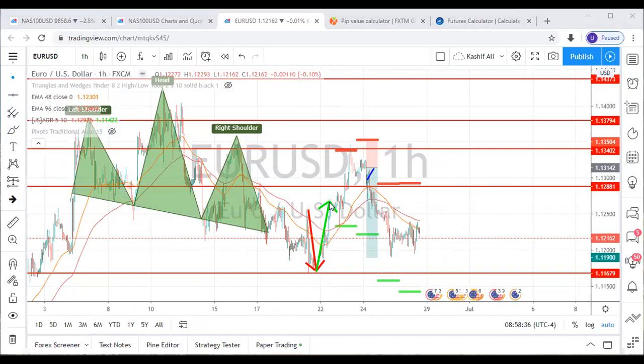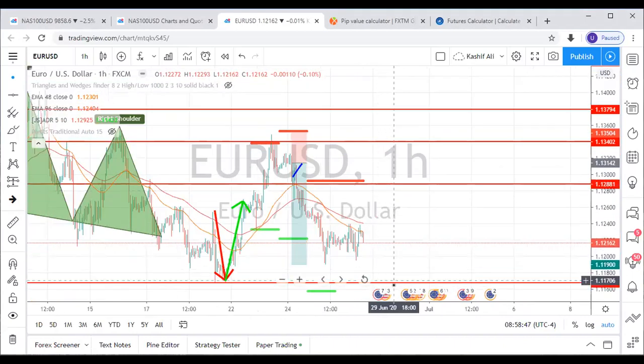Are you saying we should look for an uptrend in the coming week? We will see on Monday. We cannot predict it; it may touch either here or here. It all depends on the market situation, and that will be on Monday.